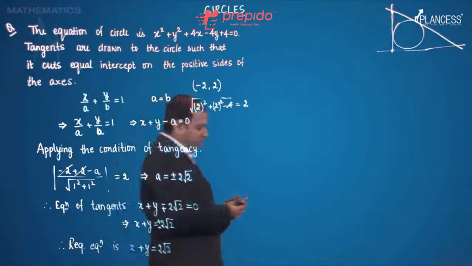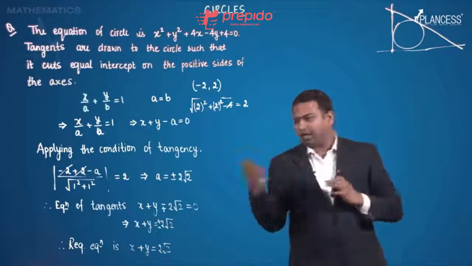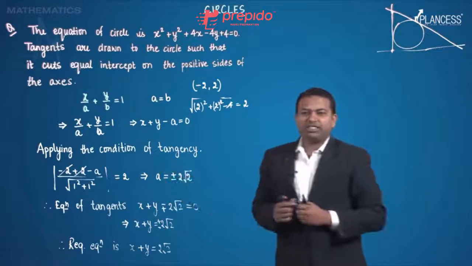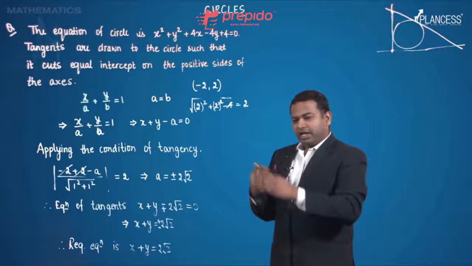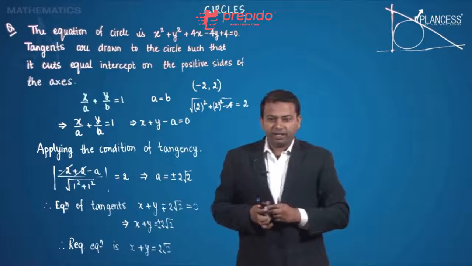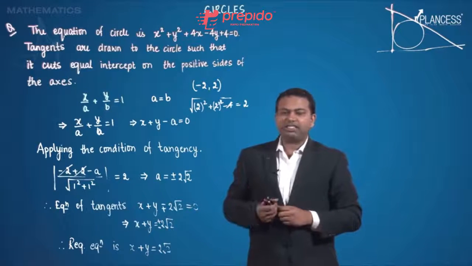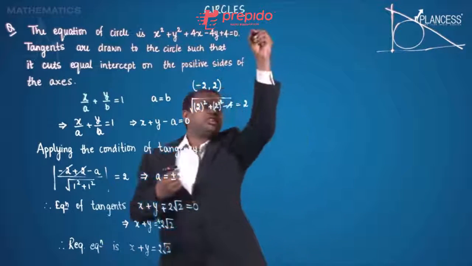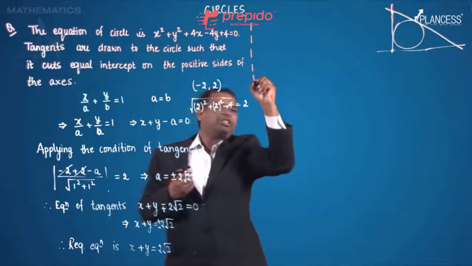So this was one way of solving a question using the condition of tangency. Now this condition of tangency is very important. This can be used at all places wherever the case of a tangent is given to us. Now let us try to approach this question by another method.